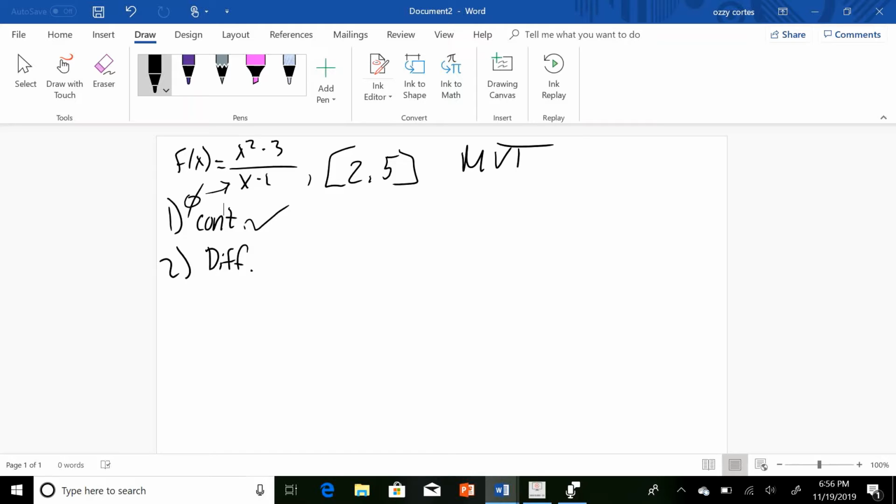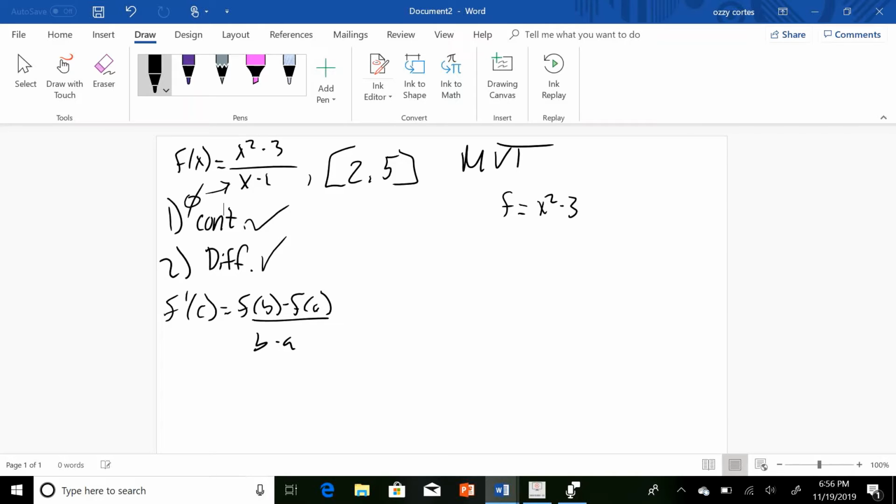And it's differentiable because of the way it's set up. You see how it's a quotient? That means we can find the derivative of a quotient. So because of those two things, that guarantees that f prime of c is equal to f of b minus f of a over b minus a. So if you want to look for the derivative first, you would break it up into a quotient.